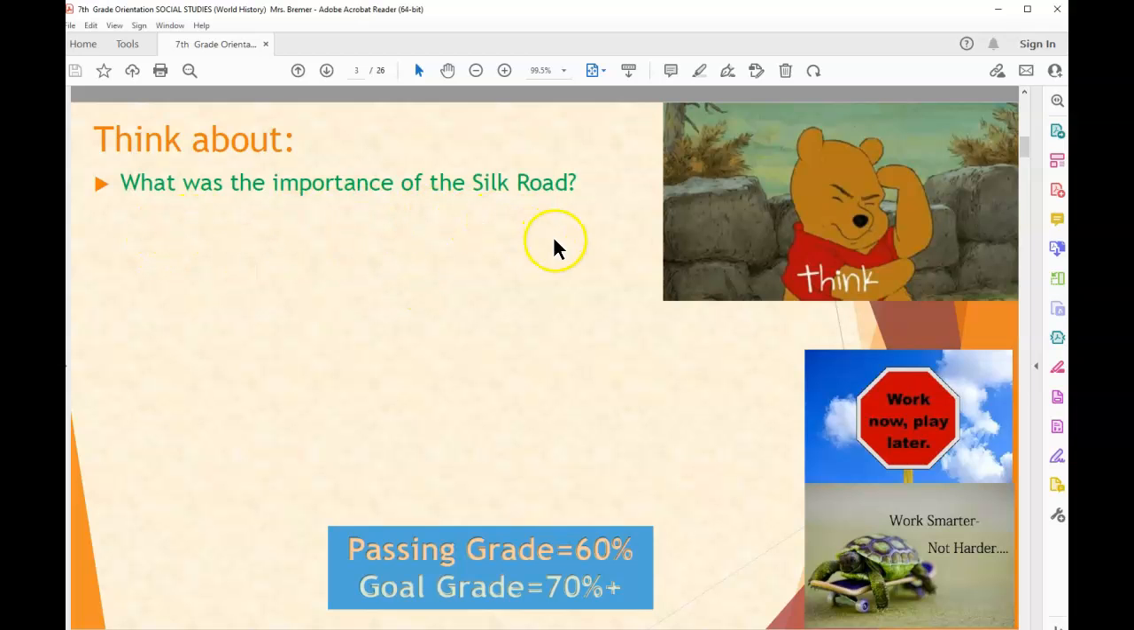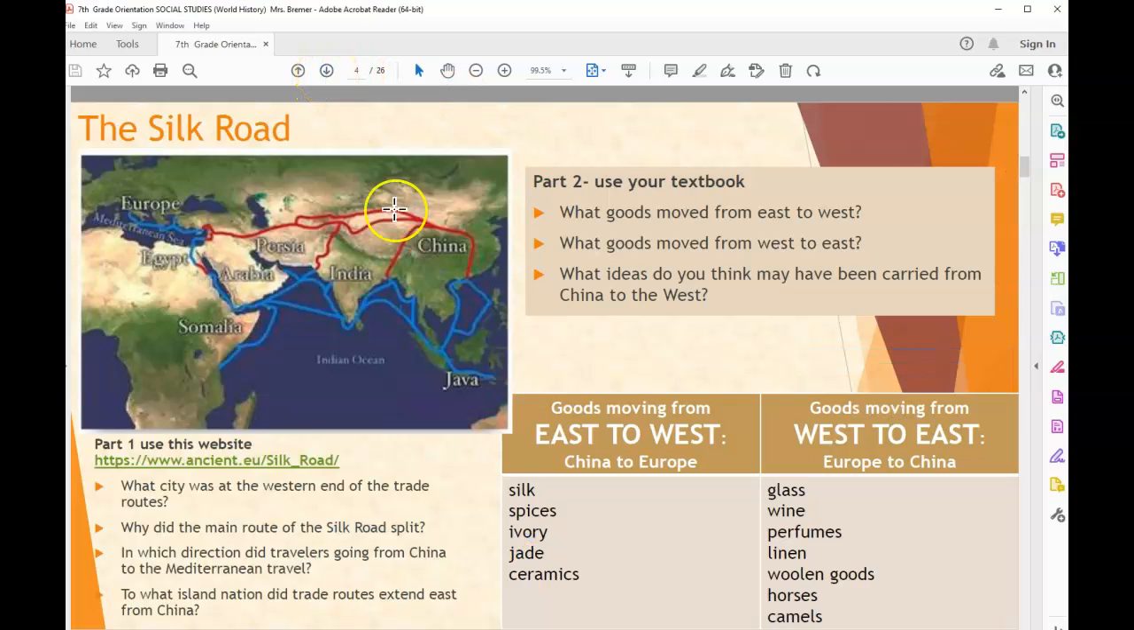So what was the importance of the Silk Road? Remember, work now, play later, get the work done right now, okay? Let's be smart about it. So the importance of the Silk Road. We looked at this map yesterday.